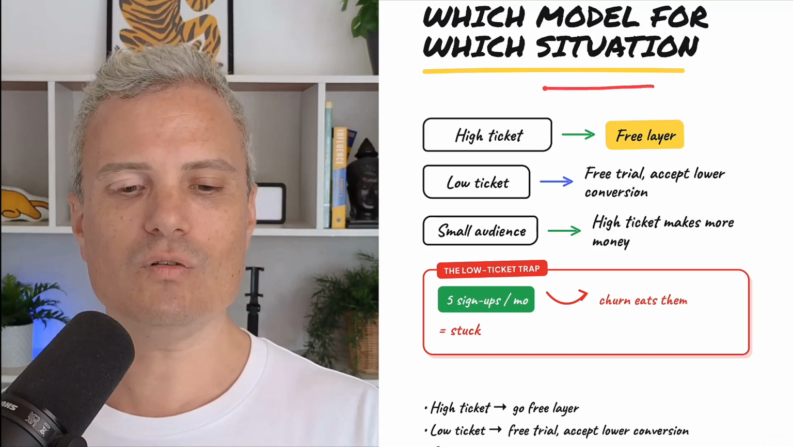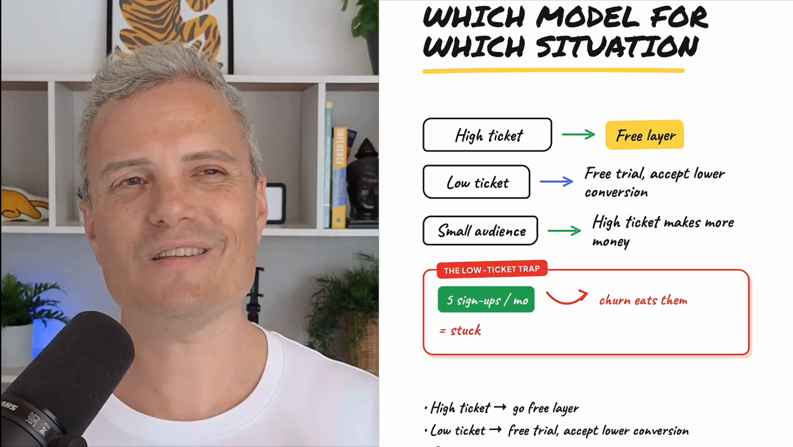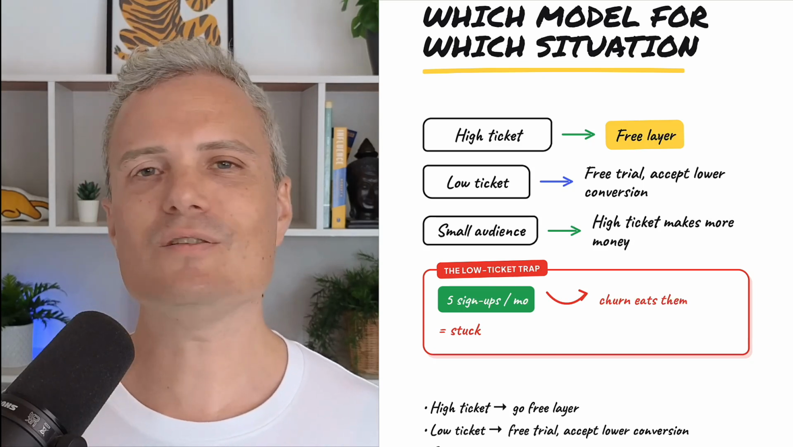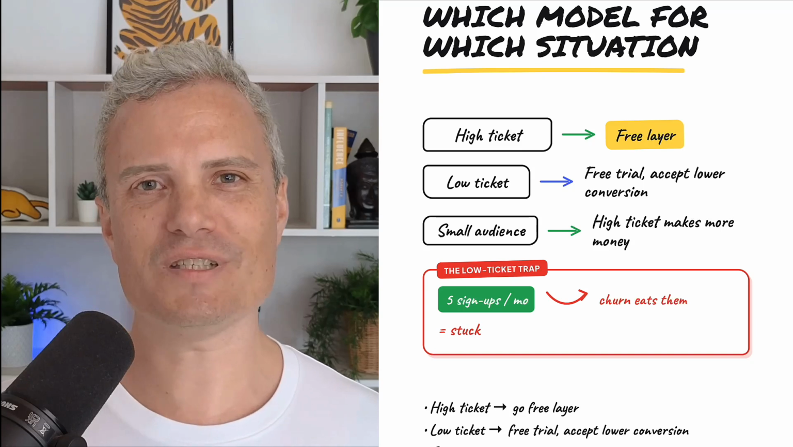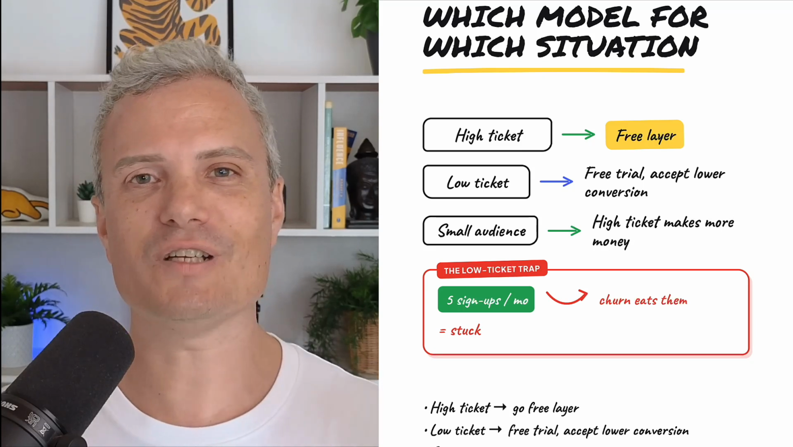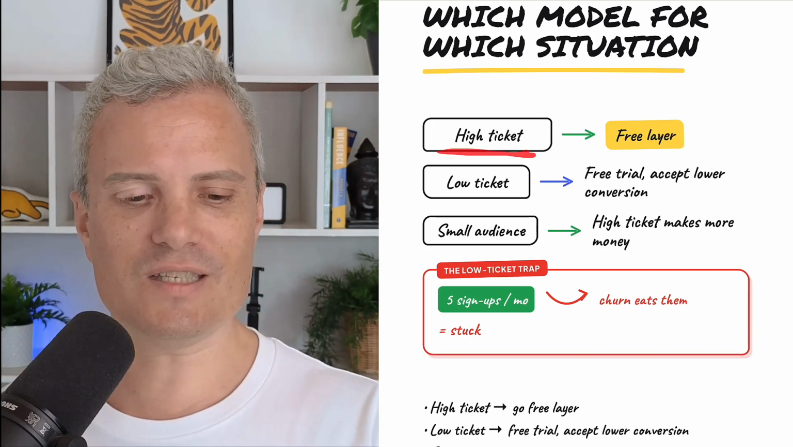So which model for which situation? And these are not hard and fast rules, but they are the sort of go-to rules when it comes to picking your model. You can still pick any model you want, but you have to accept the reality of the situation if you do pick that model and you don't quite have the need or necessity to match up with that model. So the first thing is high ticket.